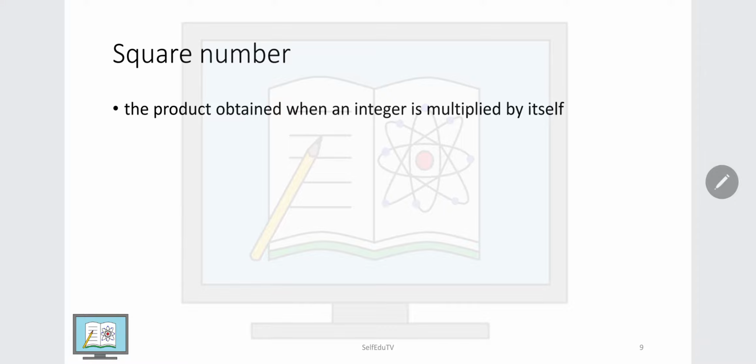A square number is the product obtained when an integer is multiplied by itself. The very first positive integer is 1. So 1 multiplied by itself, 1 multiplied by 1, is 1. 2 multiplied by 2 will be 4. So 1 and 4 are square numbers. 3 multiplied by 3 is 9. So 1, 4, and 9 are square numbers. I can rewrite this as 1 square, 2 square, 3 square.